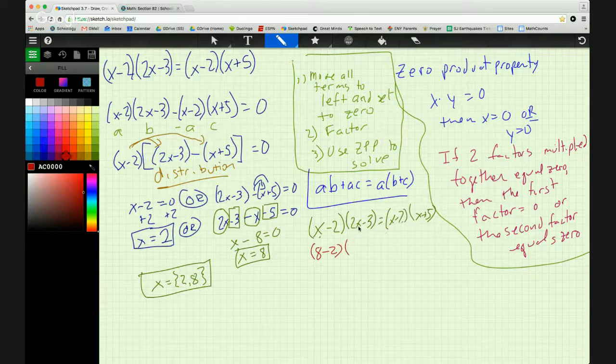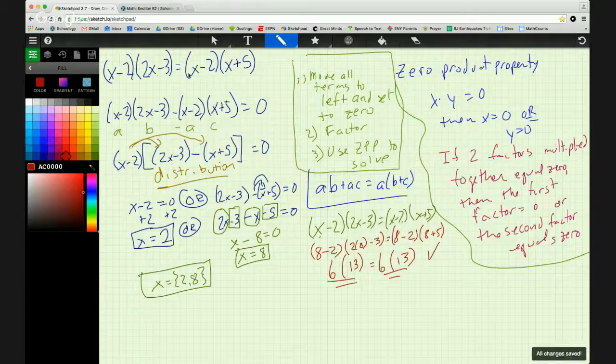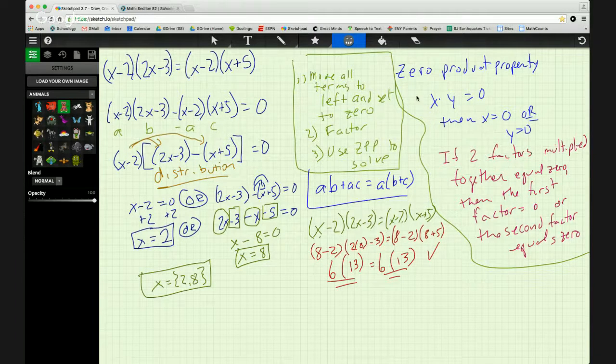Let's just write it all out. 2 times 8 is 16. 2 times 8 minus 3 equals 8 minus 2 again times 8 plus 5. So here we get 6 times, 2 times 8 is 16 minus 3 is 13, equals 6 times 13. We could just stop right here because we don't have to figure out what 6 times 13 is, because 6 times 13 must equal 6 times 13. So let's say it together, we are going to go Happy Cat.